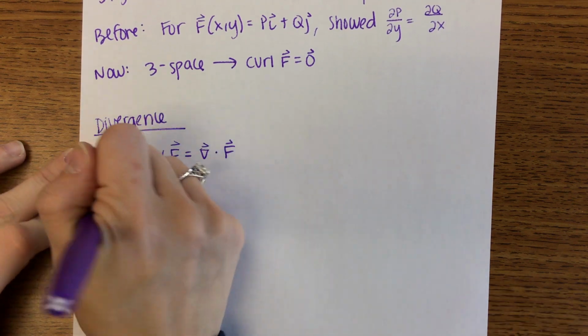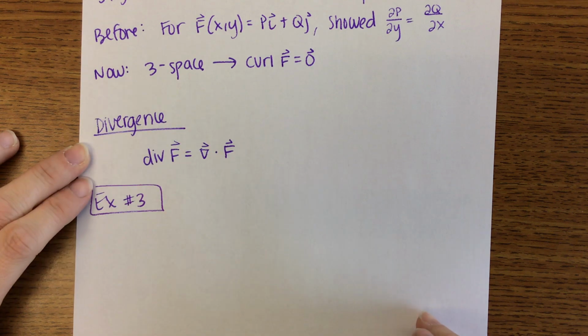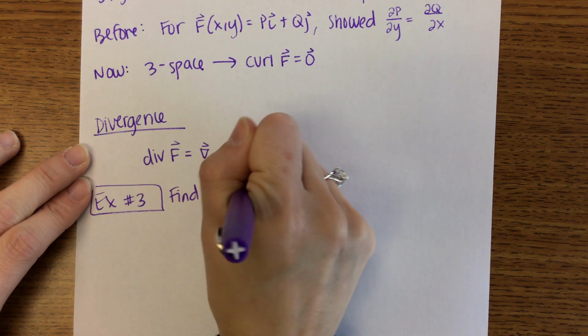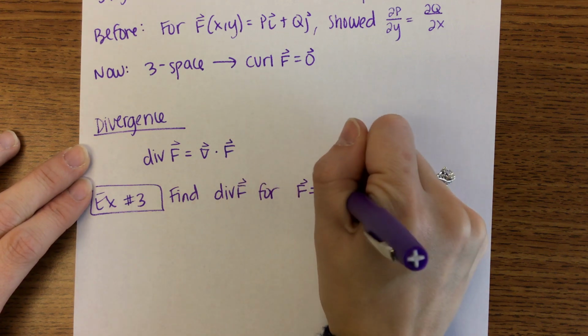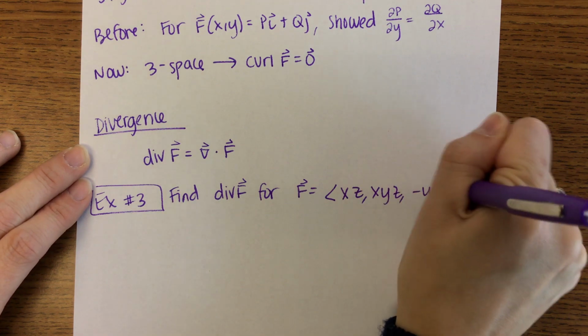So let's actually see what this looks like. We are going to find divergence of F for the vector field that we used in example number 1, which was xz, xyz, negative y squared.